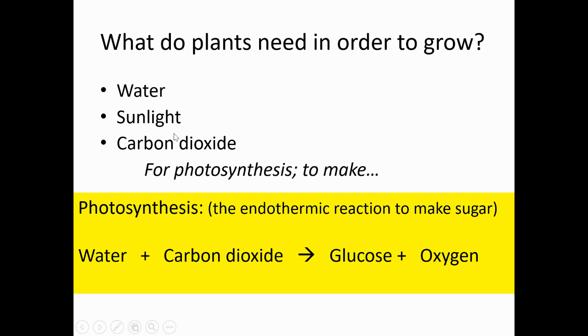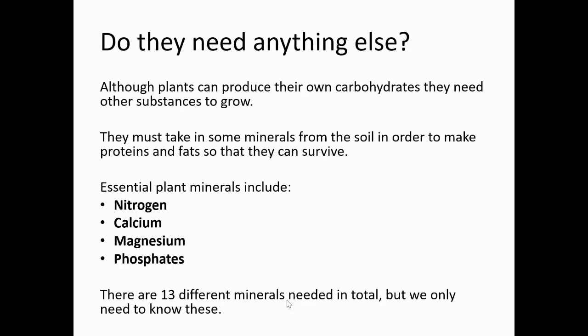It isn't just water, sunlight, and carbon dioxide, as you might guess from doing the trilogy content. But now you're triple scientists, we need to go into a bit more detail. They need other things too. Although plants can produce their own carbohydrates, they need other substances to grow. They must take in some minerals from the soil in order to make proteins and fats so they can survive. The essential plant minerals include nitrogen, calcium, magnesium, and phosphates.